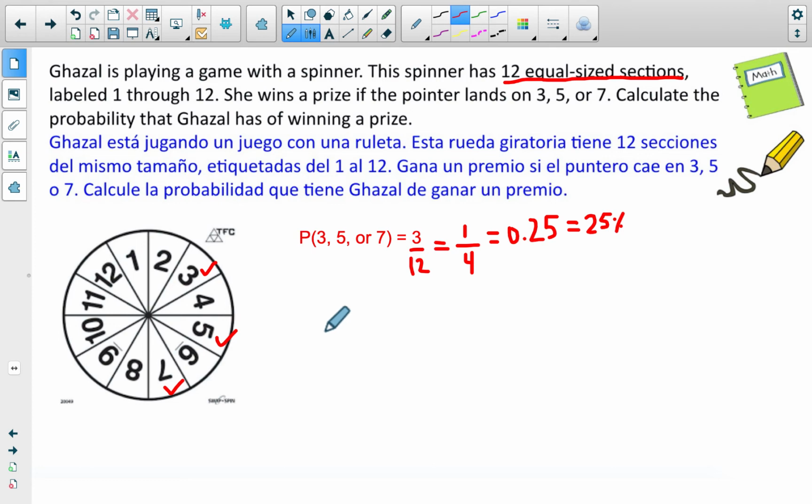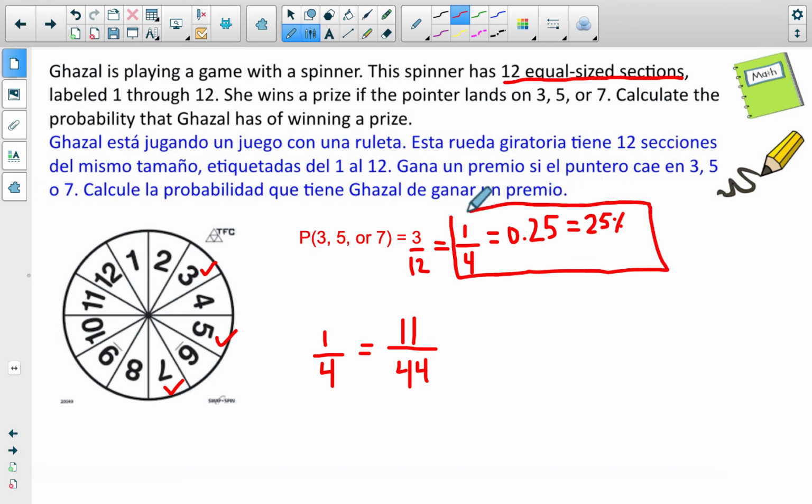We could extend this out, and if we know she wins 1 out of every 4 times, we could make a prediction and say, how many would she win in 44 times? Or how much would she be expected to win? Keep in mind, this is theory. This is a scale factor of 11, so she would be expected to win 11 out of 44 times. But finding that original probability, which is right here, allows us to make predictions about later probabilities.